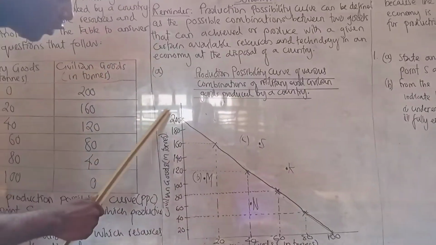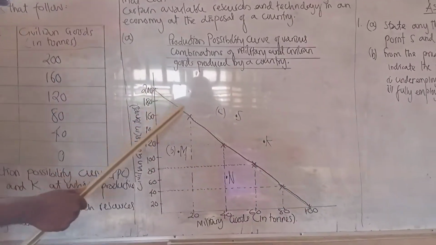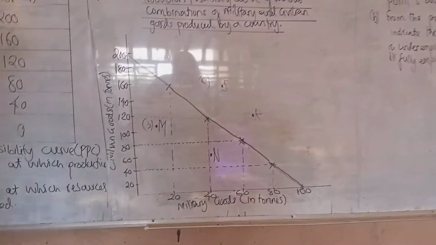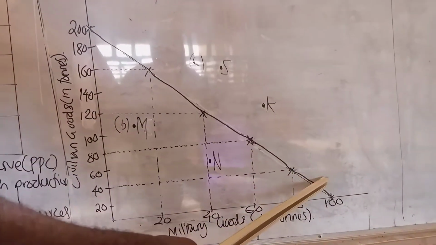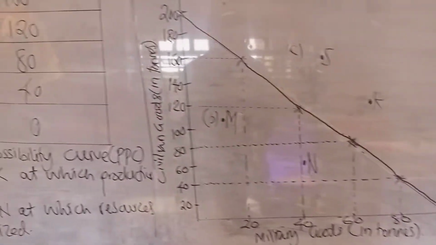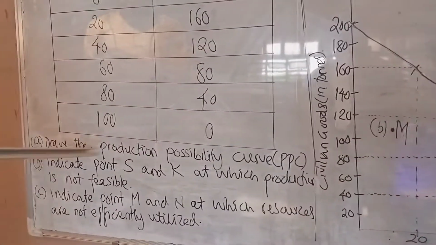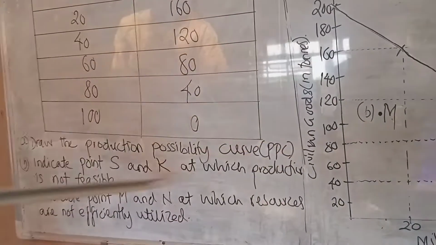That is how you draw your graph. You use a ruler or a pencil neatly and trace the intercepts to give you your PPC. So this curve here is known as the PPC. With that, you have answered question A: draw the production possibility curve, PPC.